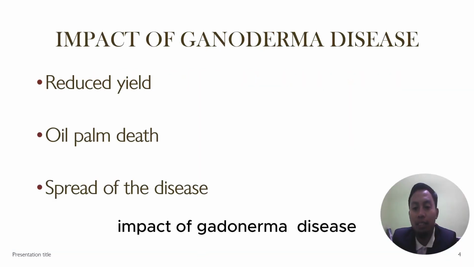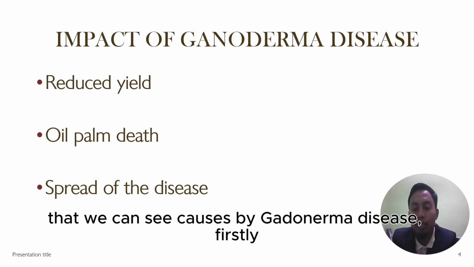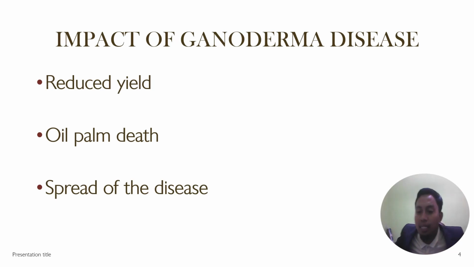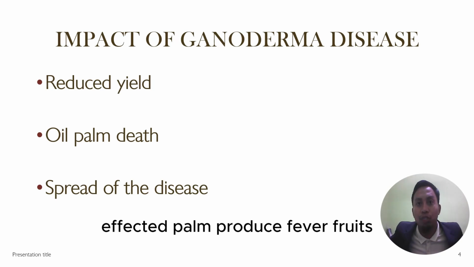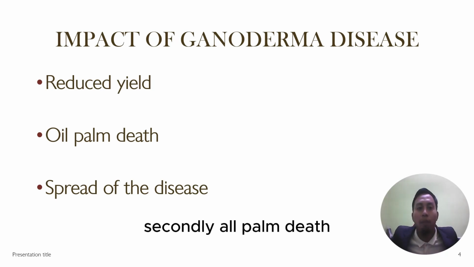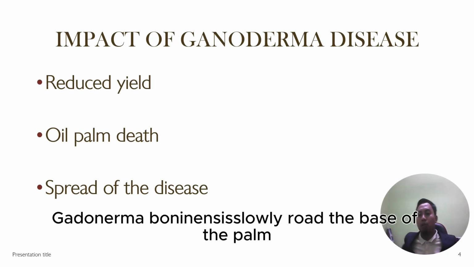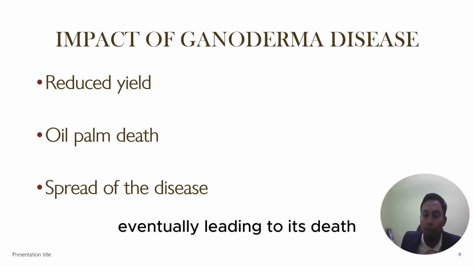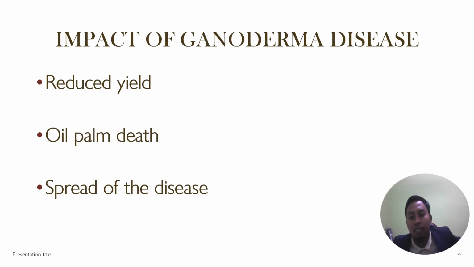Impact of Ganoderma disease. There are a few impacts that we can see caused by Ganoderma disease. Firstly, reduced yield. Infected palms produce fewer fruits, leading to significant yield losses and economic hardship for farmers. Secondly, oil palm death. Ganoderma boninensis slowly rots the base of the palm, eventually leading to its death. And lastly, spread of the disease.